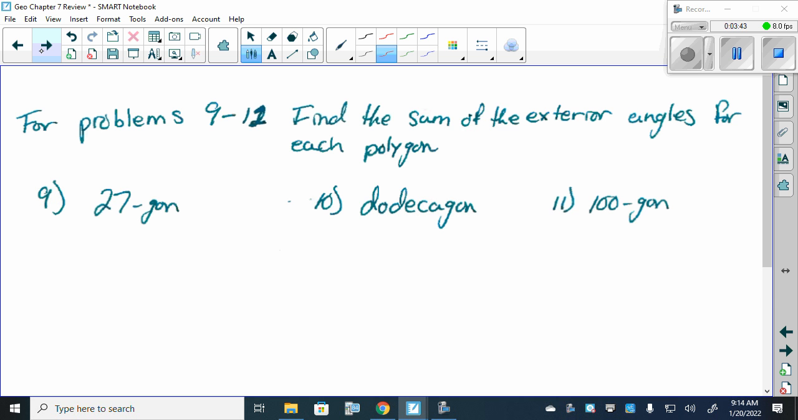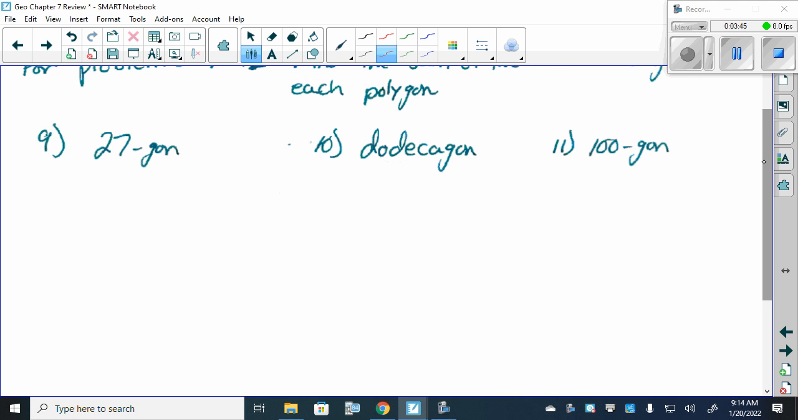Nine through 12, find the sum of the exterior angles. So what's the sum of the exterior angles for a 27-gon? How about a 3-gon? The sum of the exterior angles is always 360 degrees.